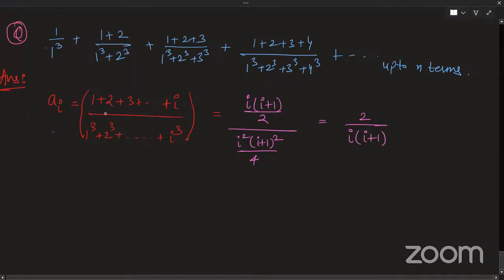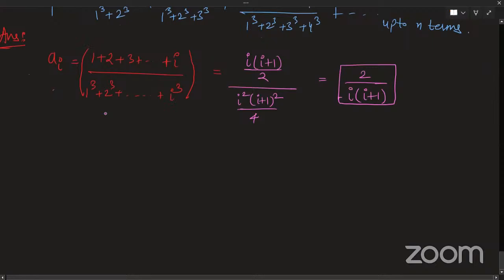Oh my, what has come now? This is not an AP, not a GP, not even an AGP. Now what will we do? What is this? Telescopic series, sir. Correct, telescopic series. So how will we take the sum? I need to take sigma a_i, where i is going from 1 to n. How would I do that?